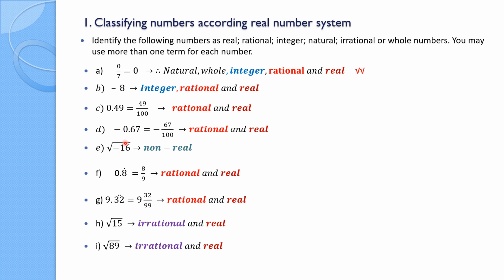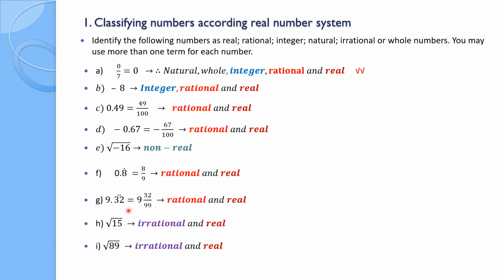Square root of a negative value, very important, is considered to be non-real. So when you say non-real, we mean it's not part of the real number system, right? Not unreal, but non-real. There is a way to solve it, but you don't do it in school maths. 0.8 recurring, same as 8 over 9. It's considered rational and real.